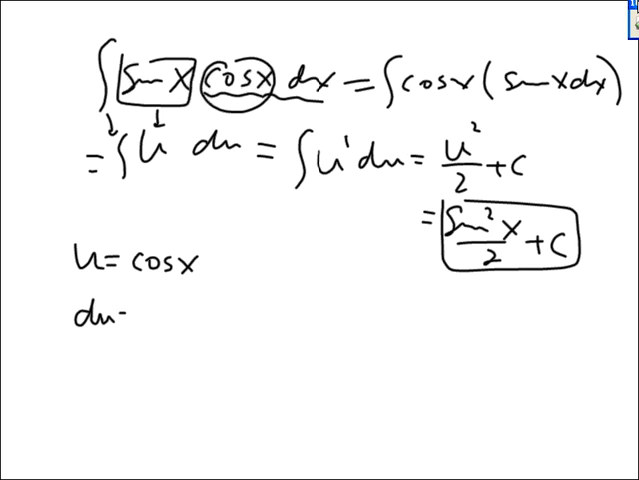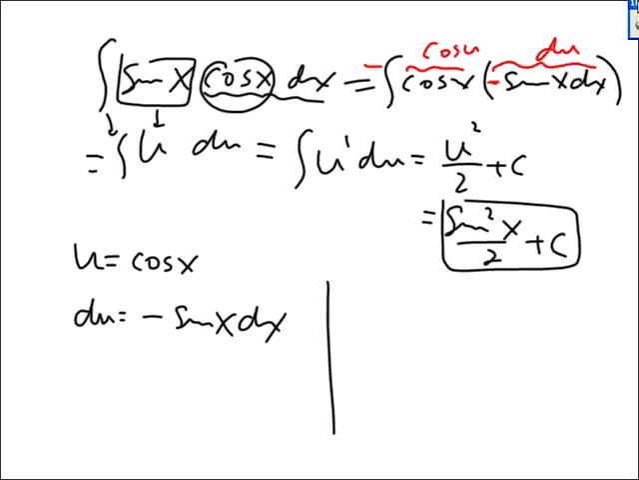Well, du is negative 1 sine x dx. That is, we just need a minus. Okay, I put a minus here. So now this is du, and this is cosine x, which is u. If I put a minus inside the integral, I have to put a minus in front of the integral. And now this is going to give us negative the integral of cosine u du.